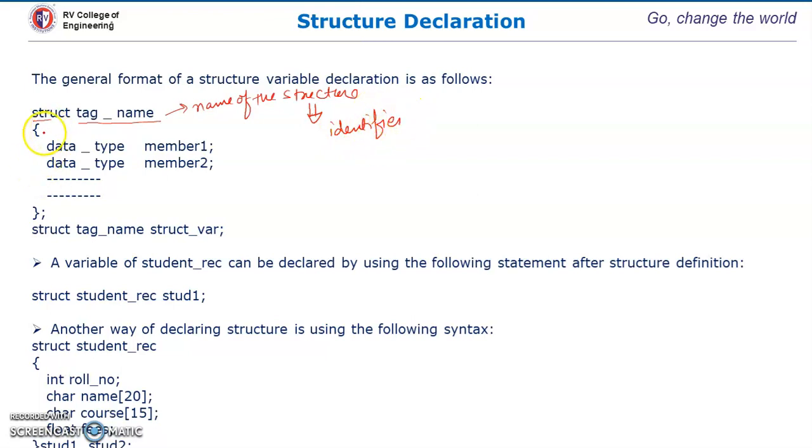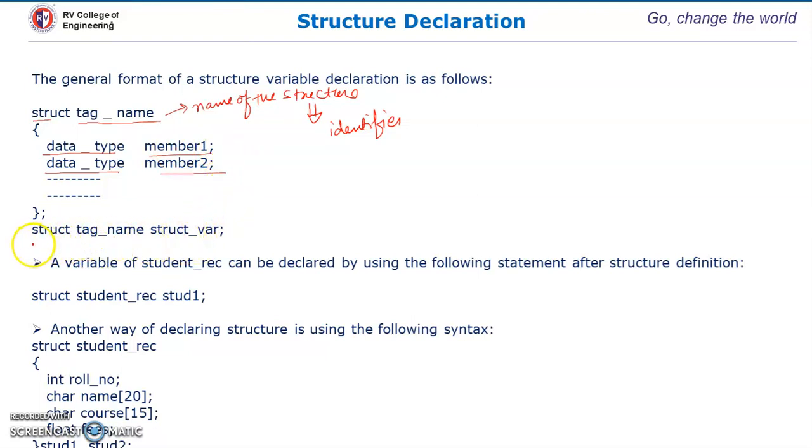Then we write the opening bracket, and here we write the members. How do we write members? We write data type, space, member 1, data type, space, member 2, and so on. Then we close the curly bracket and write a semicolon. This is how we declare the structure and how we write the members inside the structure definition. Now there is something called a structure variable.